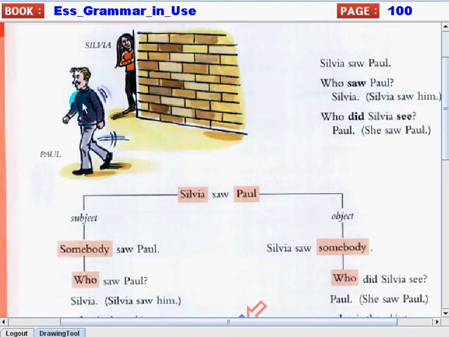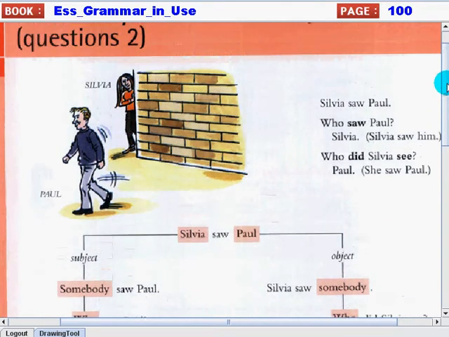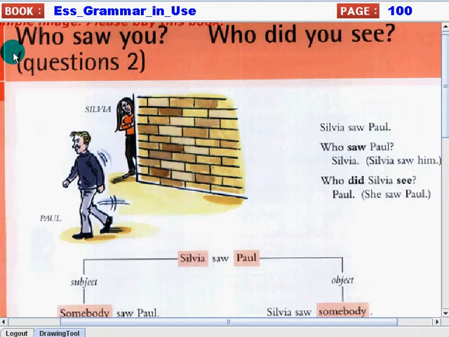Now, look at this funny picture. We will find out what is the difference of these questions, alright? This is Sylvia, and Sylvia saw Paul walking, right? Who saw Paul? It was Sylvia. And who did Sylvia see? It was Paul. She saw Paul. Alright?